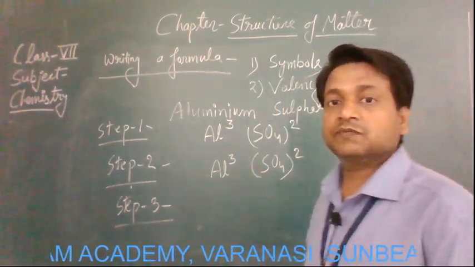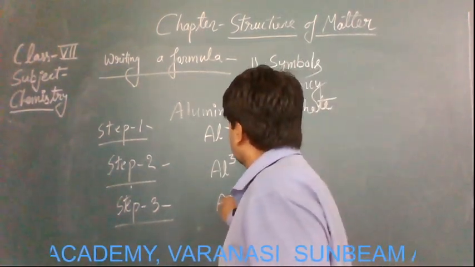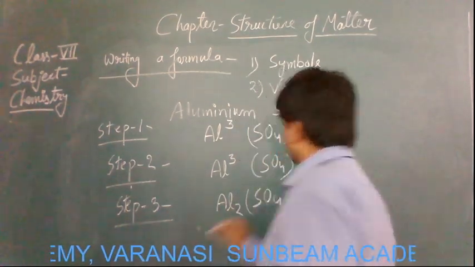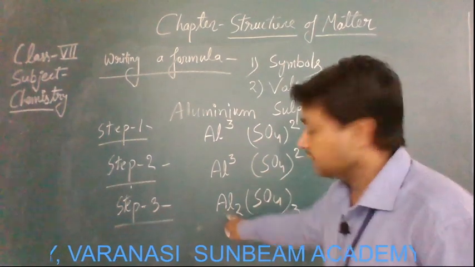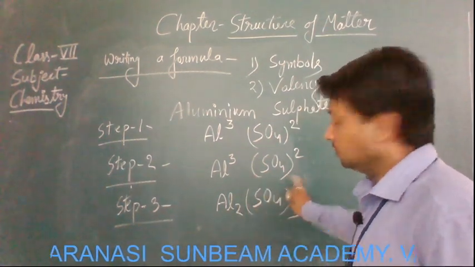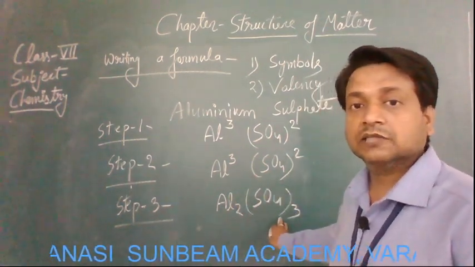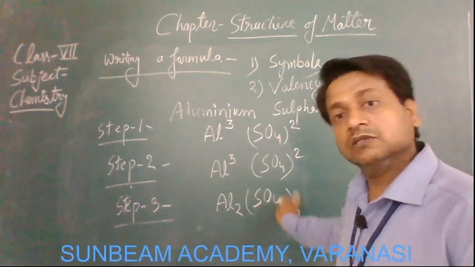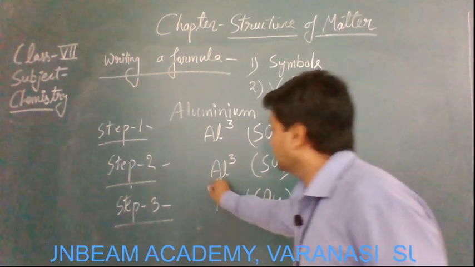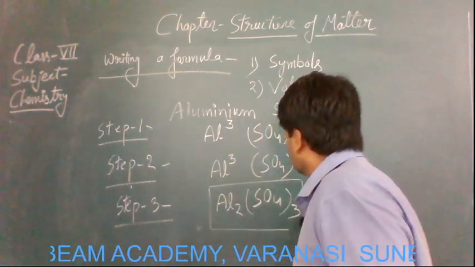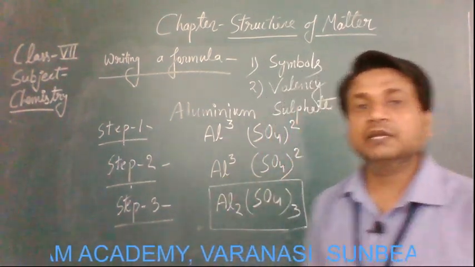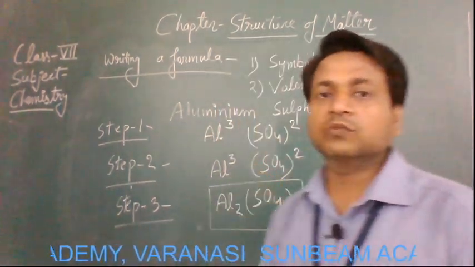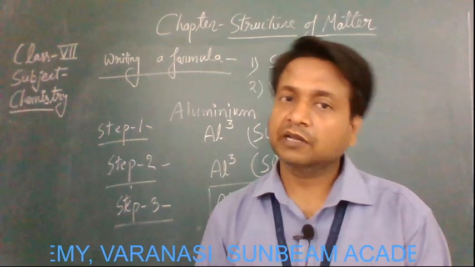Now exchange these valencies. Al2 and whole thrice sulfate whole thrice. So Al2(SO4)3. This is the formula of aluminium sulfate. And just like that, you can write more and more the formulas of different compounds.